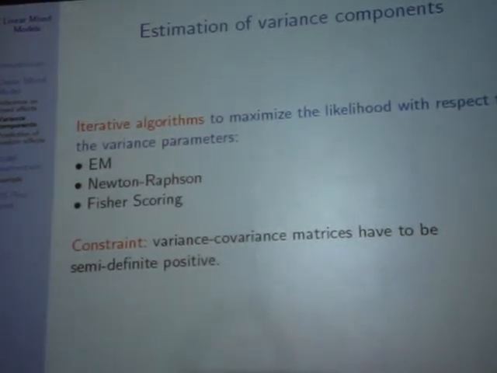So to estimate the variance components, you usually use iterative algorithms to maximize the likelihood with respect to the variance components. So you can use the EM algorithm, or the Newton-Raphson algorithm, or the Fisher scoring. And the constraints are that the variance covariance matrices have to be semi-definite positive.